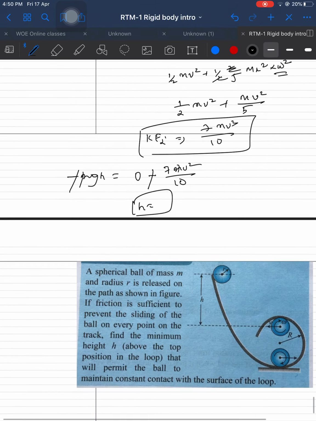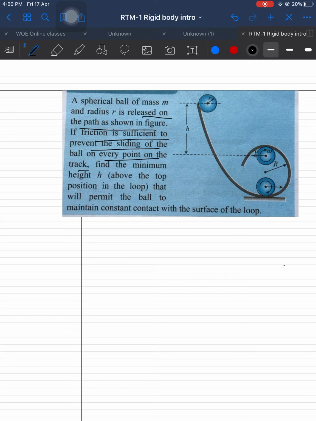A spherical ball of mass m and radius r is released on the path as shown in the figure. Friction is sufficient to prevent sliding at every point of the track. Find the minimum height h. Prevent sliding means what? It's not sliding. To prevent sliding, or the body is not slipping, or the body is doing pure rolling. These statements are all the same.